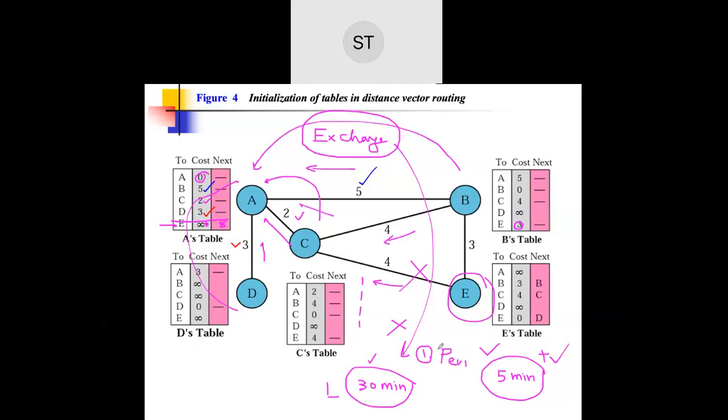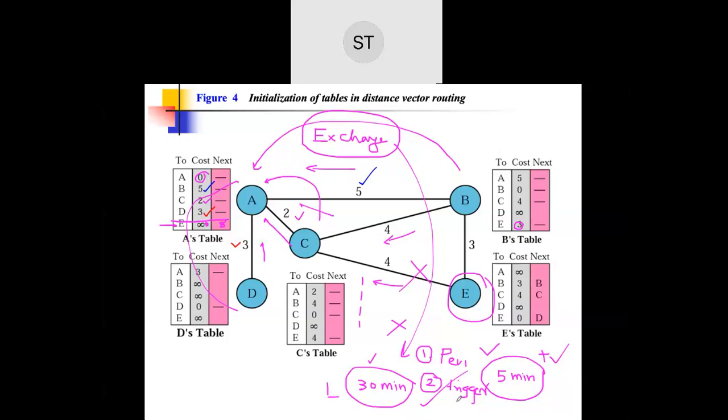Then another method for exchanging the table is called trigger. Trigger means it will exchange the table whenever there is a change. Otherwise, no point in exchanging the table. If entries are as they are, after exchanging nothing will happen, it will create unnecessary traffic. So trigger means it will exchange the table only when there is a change in the table. That will solve the previous problem, which is loss of information or traffic.